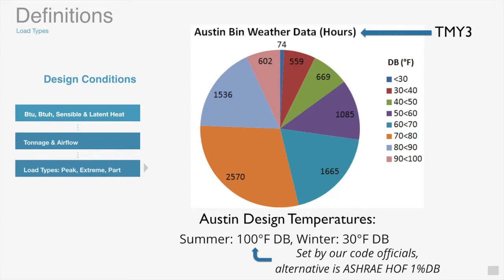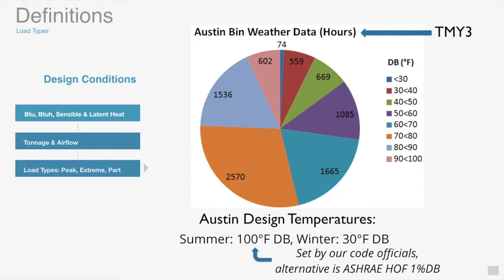So the summer temperature here in Austin, our design temperature, is 100 degrees Fahrenheit dry bulb. This is actually set by our local code officials. It's really close to what ASHRAE's Handbook of Fundamentals suggests we use, which is the 1% dry bulb. In Austin, if you looked it up in ASHRAE, it would be 99, but our code official, I don't know what exactly his reasoning is, but he allows one extra degree.